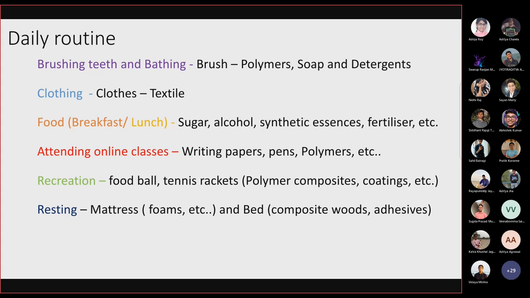Beds, composite woods, right? Composite woods are more popular than solid woods nowadays. Even the composite woods require adhesives and glues and many things in the production process. Even the coatings, to maintain the shelf life of the beds, they use various coatings that also come from the chemical process industries. Transportation is another, so we have to move here and there, go to university and come back, or go to home and come back. So fuels and vehicles.